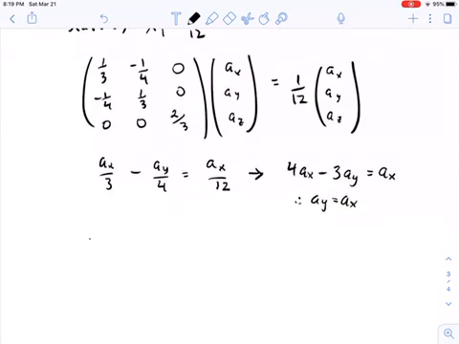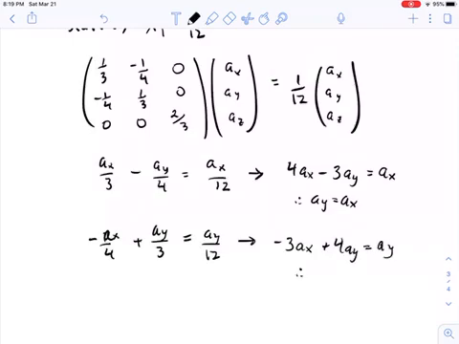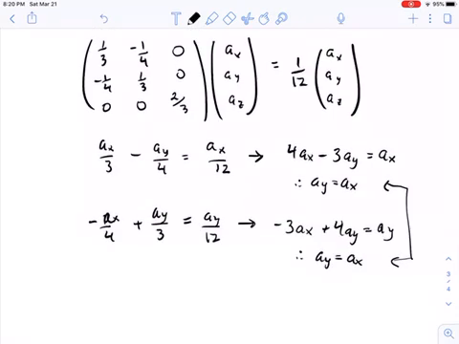Okay, the second one is minus AX over 4 plus AY over 3 is equal to AY over 12. And doing the same thing, multiplying by 12, we'd get minus 3AX plus 4AY is equal to AY. So then we get the same thing: 3AY is equal to 3AX, or AY is AX. So these are the same. All right, there's a third equation, which is going to be 0AX plus 0AY plus 2/3 AZ is equal to AZ over 12. And so the only way we could satisfy the third equation is if AZ is equal to 0. There's no other choice.